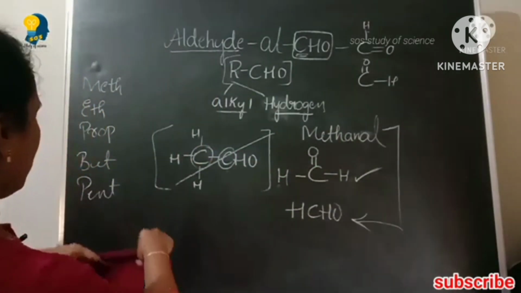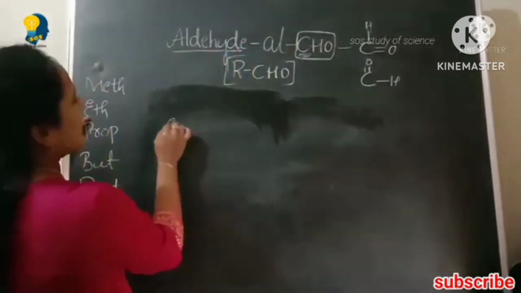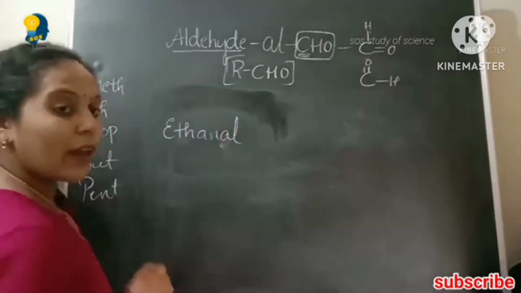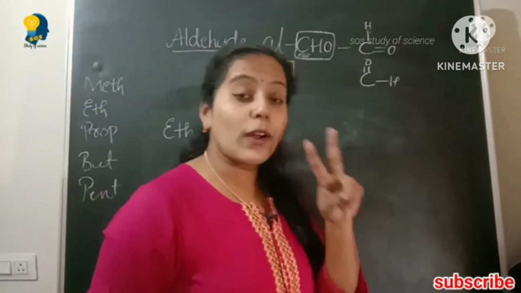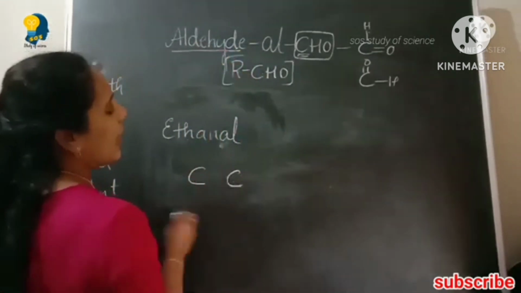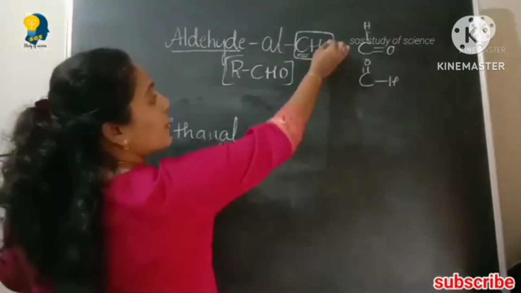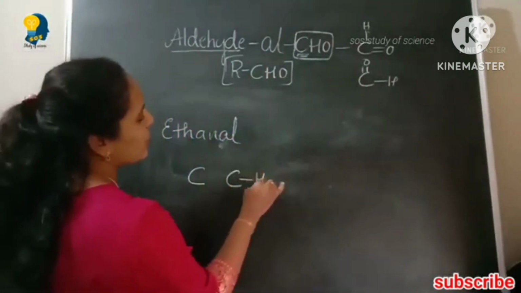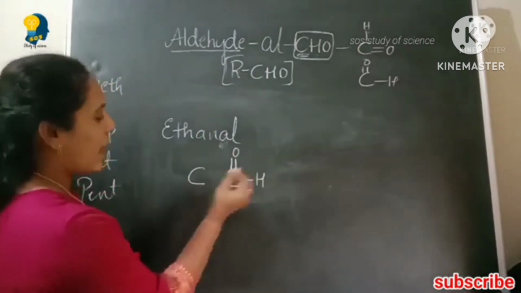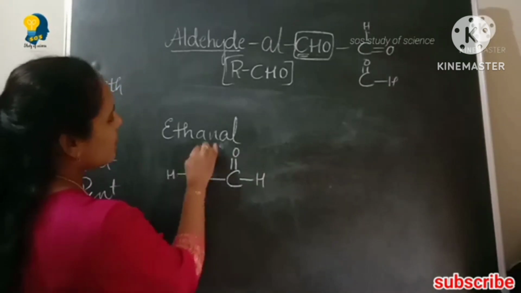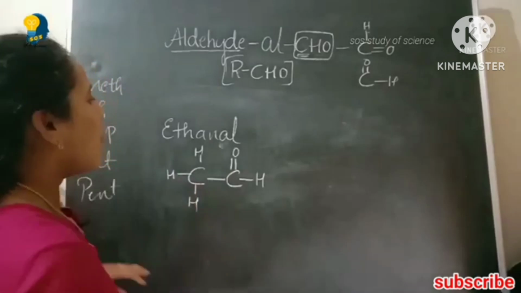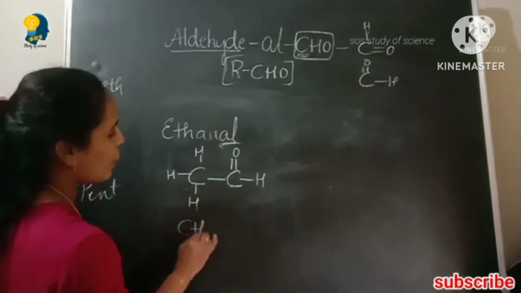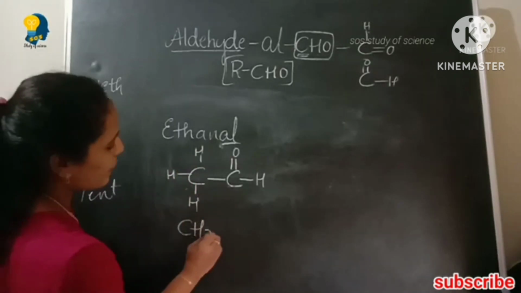Now let me write the next one, which is eth. Let me write ethane, remove E from it, and add al. It becomes ethanal. Eth means how many carbons should be there? There should be two carbons, right? So let me write the two carbons. This carbon is our functional group, because the functional group itself has the carbon, and we need to take that for the count. So this is now my functional group CHO. The remaining one carbon has to be surrounded by hydrogen. It is a very simple way of writing, guys. See, the eth property is satisfied and the al functional group is written. So the molecular formula of ethanal is CH3CHO.